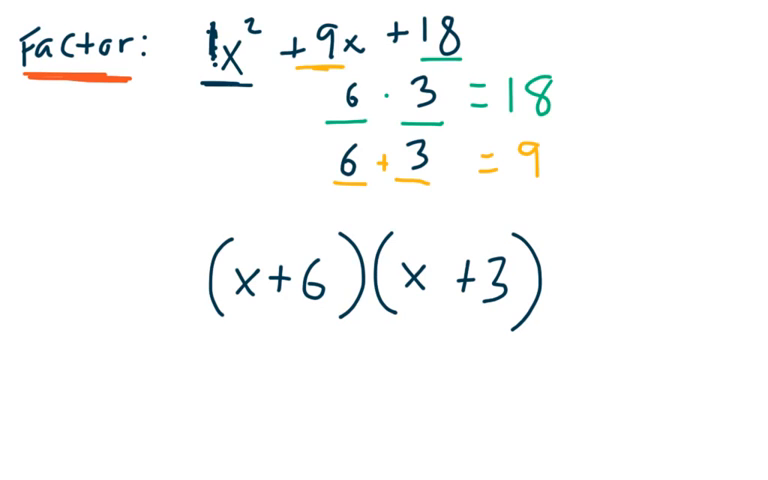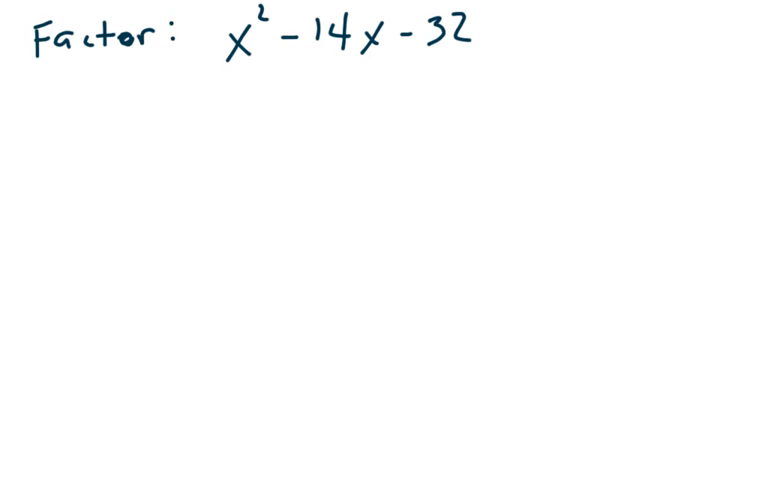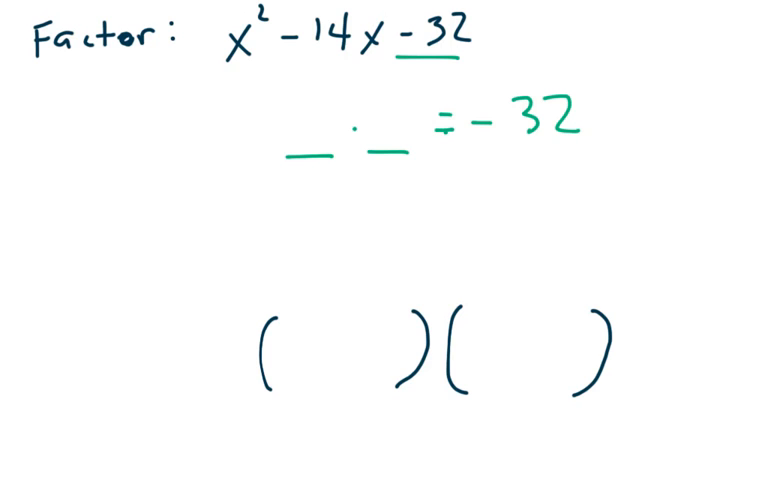You guys were doing pretty well with this, with just the positives, and that's good. It gets a little bit tougher with negatives. Again, when it says factor, that just means I want you to figure out what multiplication problem would give you this trinomial. Think about it the same way. So what times what is going to equal negative 32? That negative is important. And also what plus what will equal negative 14.